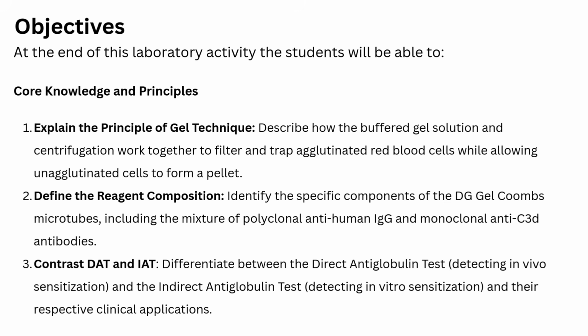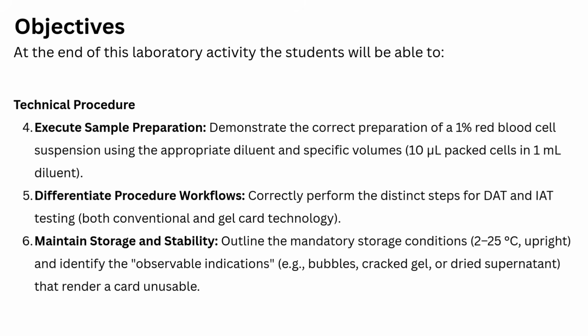You should also define the reagent composition. So by identifying the specific components of the DG gel Coombs microtube, so what's inside it, including the mixture of polyclonal anti-human IgG and monoclonal anti-C3d antibodies, and to contrast DAT from that of IAT, meaning to differentiate between the direct antiglobulin test, which is detecting in vivo sensitization, and the indirect antiglobulin test, which is detecting in vitro sensitization, and their respective clinical applications.